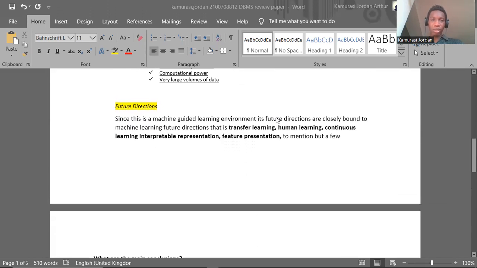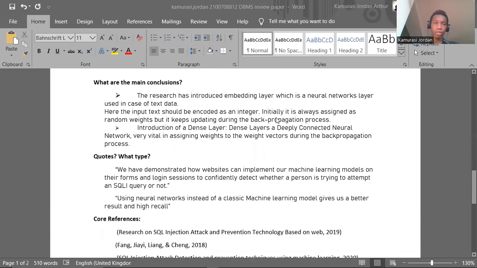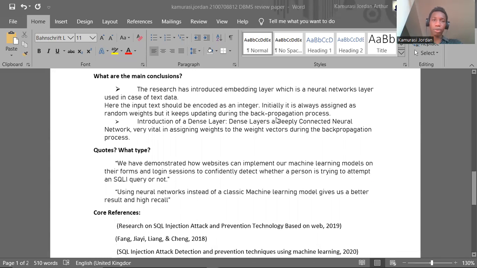So, future directions. Since this model is using machine learning, its future direction is closely related to machine learning future directions, which may include things such as transfer learning, continuous learning, representation learning, to mention but a few. What are the main conclusions?